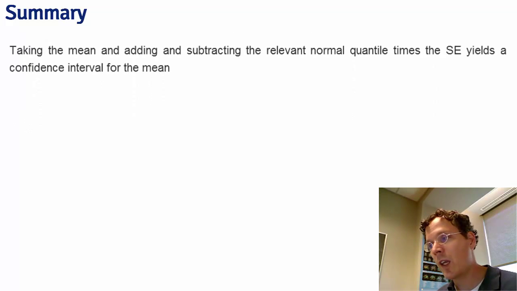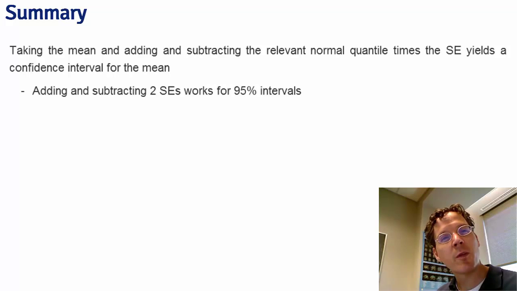Speaking of confidence intervals, taking the mean and adding and subtracting the relevant normal quantile times the standard error yields a confidence interval for the mean. And this process of estimate plus or minus some sort of quantile times the standard error is our default way for creating confidence intervals, whether it's in this context or in our regression class, or even when we're talking about generalized linear models and more complex subjects. We tend to use these so-called Wald intervals. In the specific case where we want a 95% confidence interval, you can take 2 as the quantile, or if you want to be a little bit more accurate, use 1.96.